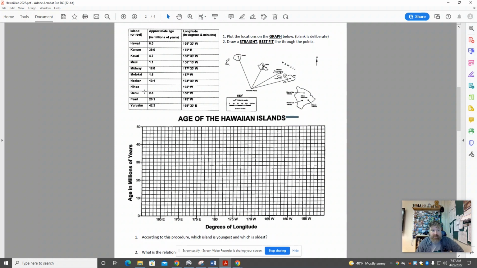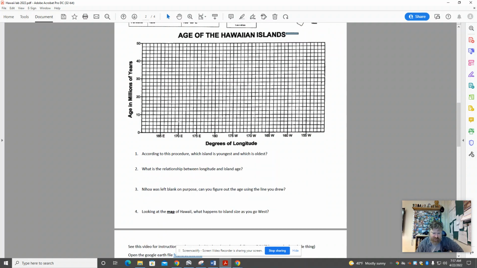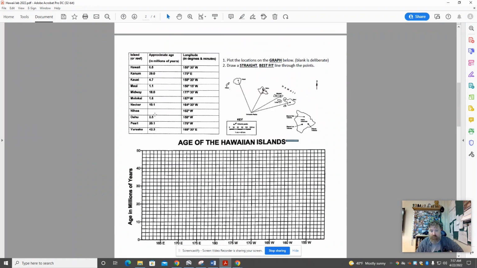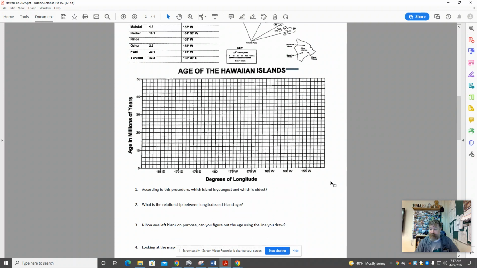And at that point, I think for question 3, that's when you're going to use that line to figure out how old Neoha would be. Yes, I know that one's blank. You're going to not plot it at the beginning. Then use your line to say, if it's at 162 west, I'll go up to the line and figure out about how old it is. You can do it.